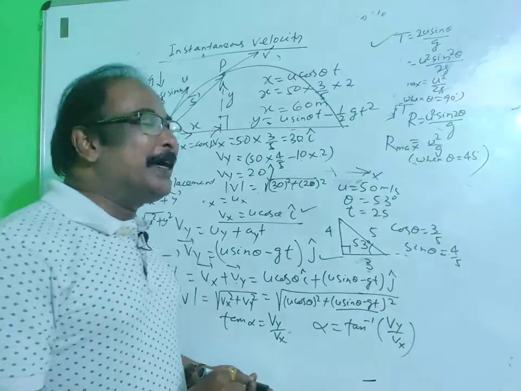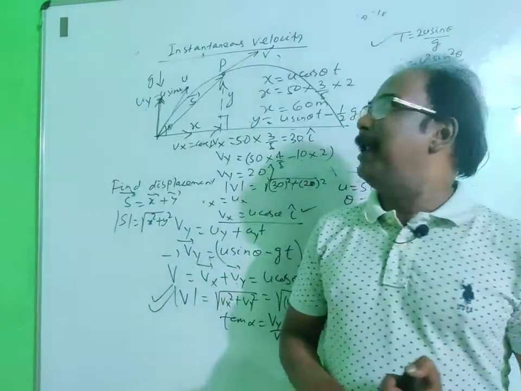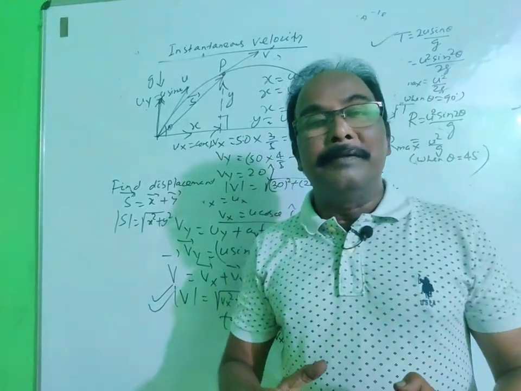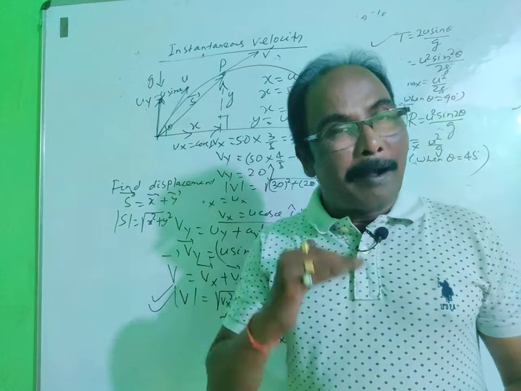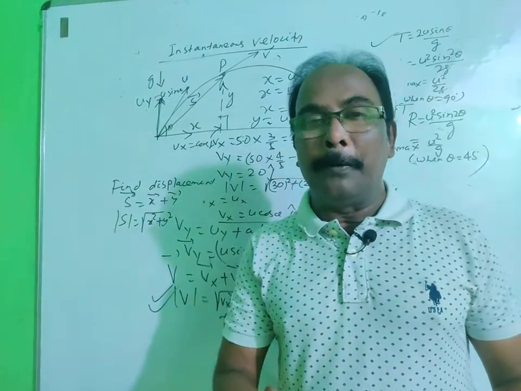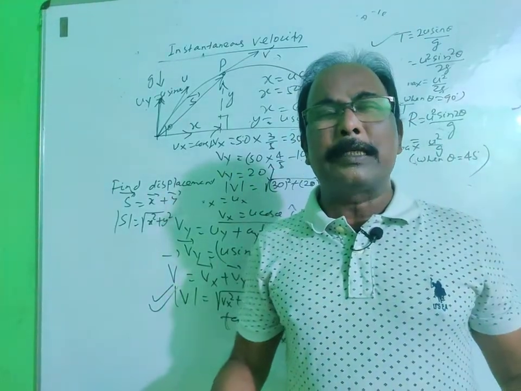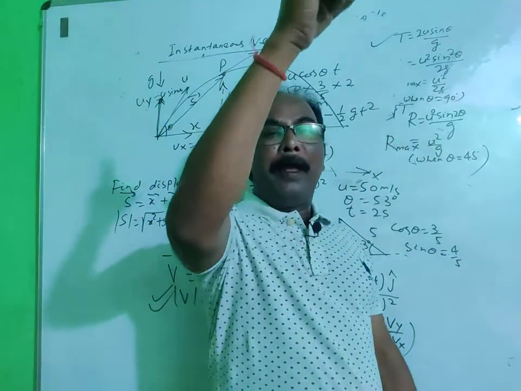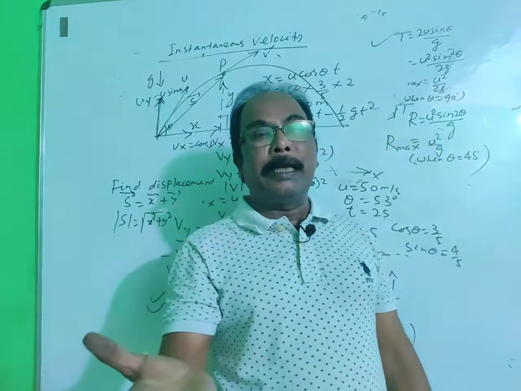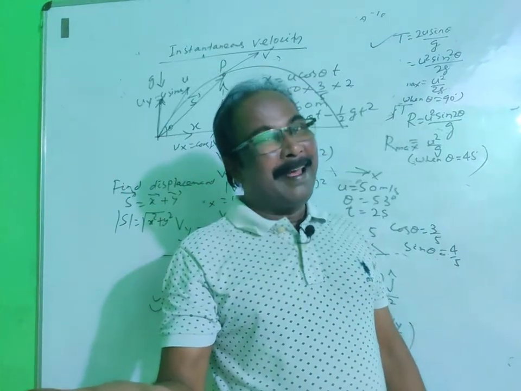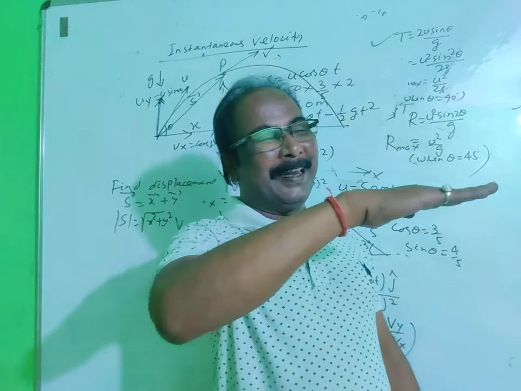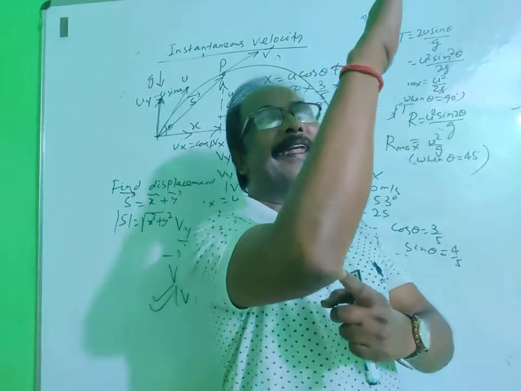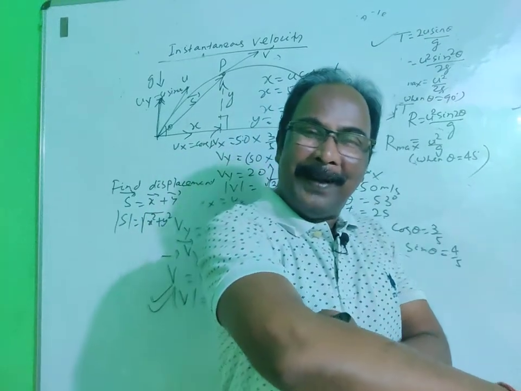Okay. So this was the fundamental class on projectile motion: a projectile fired from the ground at an angle theta with the horizontal. In the next class we will discuss a projectile projected at an angle from a height. A projectile may be projected at 0 degrees, meaning the velocity is parallel to the ground, or inclined in upward or inclined in downward direction.